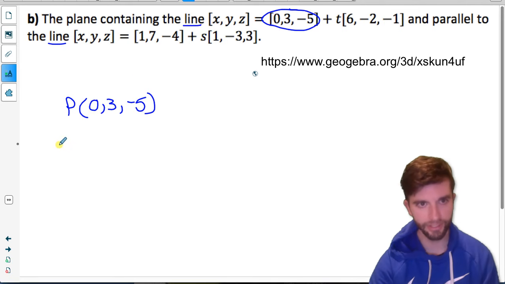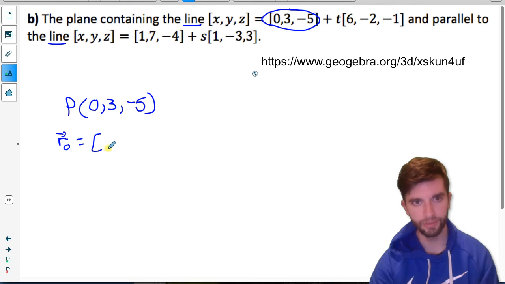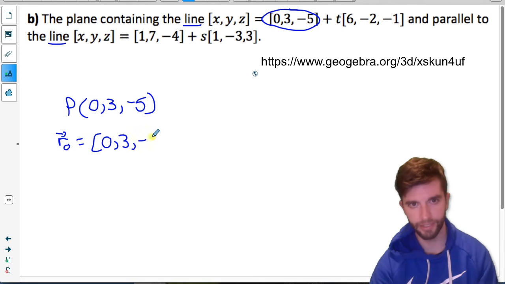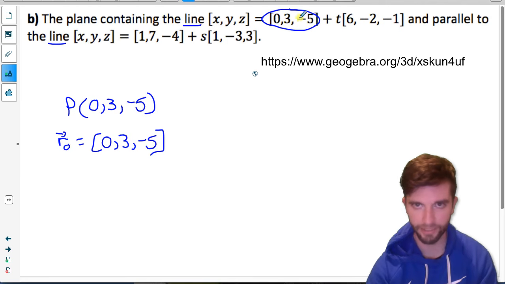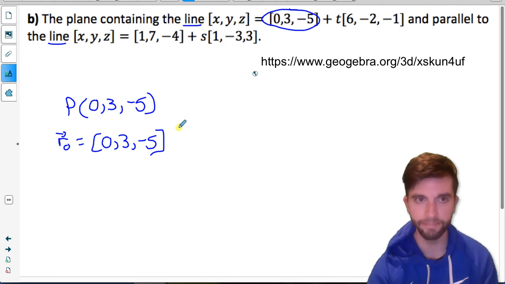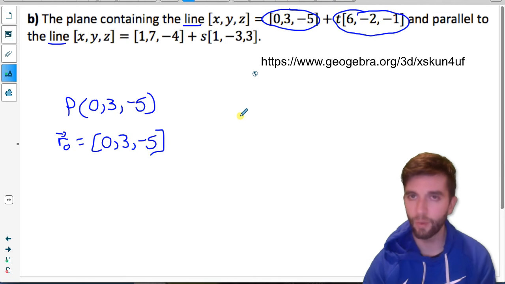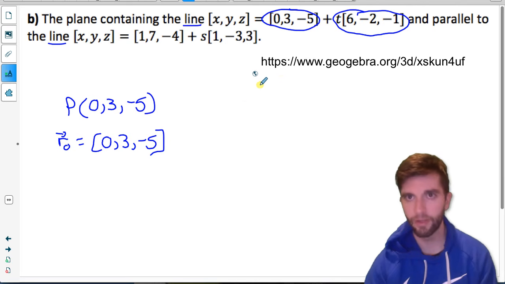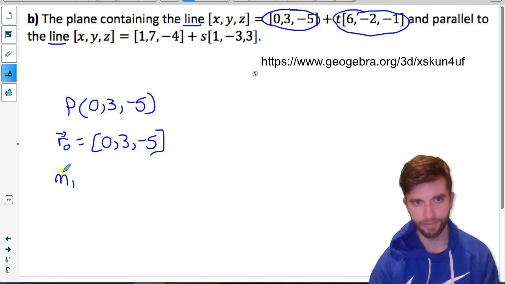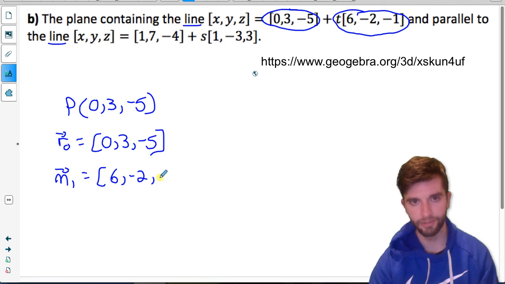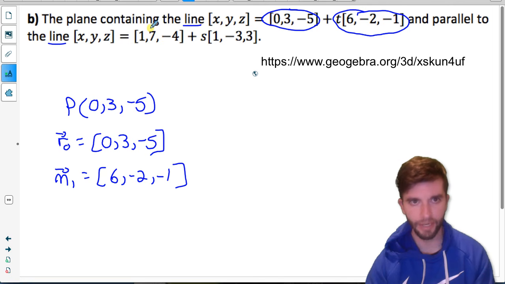That means a position vector we could use for the plane would be equal to the position vector 0, 3, negative 5. I can use the same position vector that was used for the line that's on the plane. And since I know that the line is on the plane, I know that the direction vector used for that line would be parallel to the plane as well. So a direction vector for the plane would be 6, -2, -1.